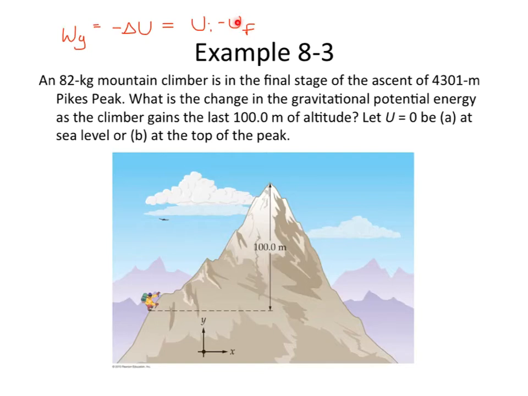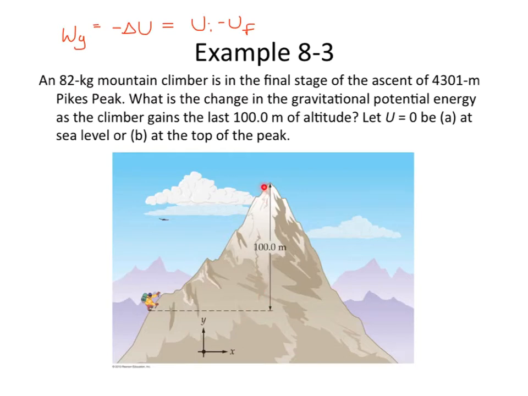But in this problem right here, we're talking about somebody who's doing work against gravity. The reason you climb mountains and stay fit is because you need to have the energy in your body to work against gravity and get yourself up to the top of the mountain. So this 82 kilogram mountain climber is working against gravity to get from here to here. Now this is going to be an exercise in calculating the change in gravitational potential energy from this point to this point.